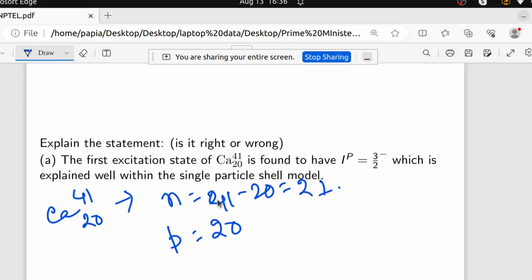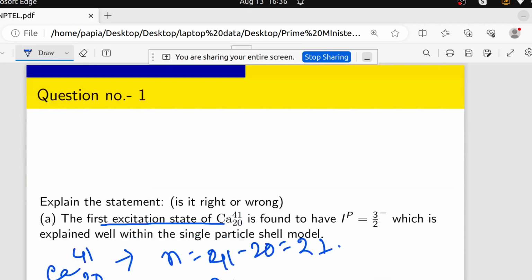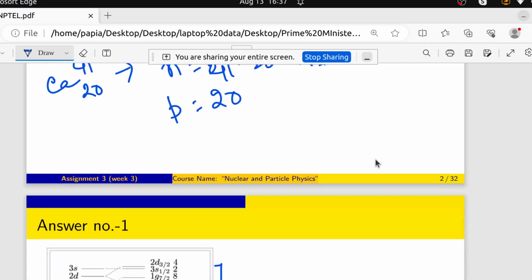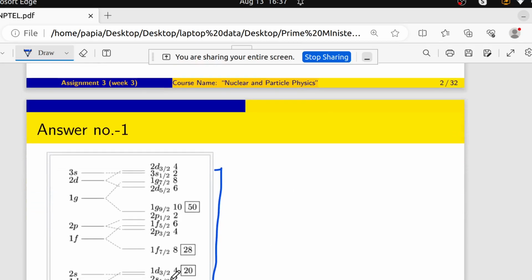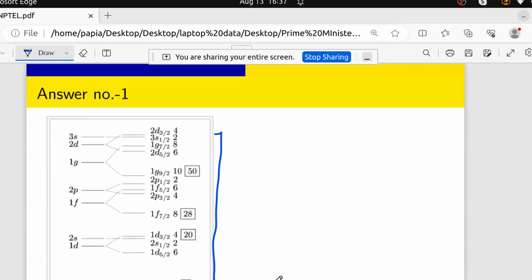And they are asking about the first excited state. It is written that the first excited state has J-P value 3/2 minus. So we have to calculate the J-P value of the calcium-41 nucleus for the first excited state. At the very first, we go for the ground state. In the ground state, 20 is an even number, so we will not talk about that; we will just talk about the 21st nucleon. Up to this level, it is already filled as 20.